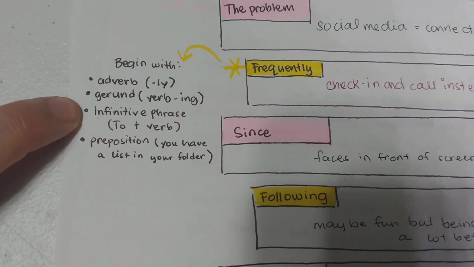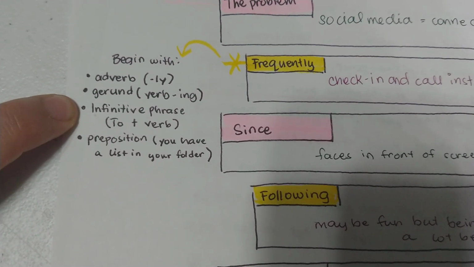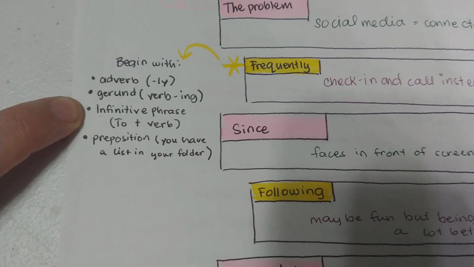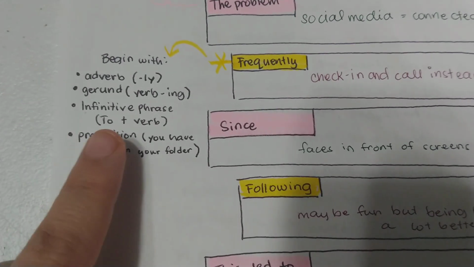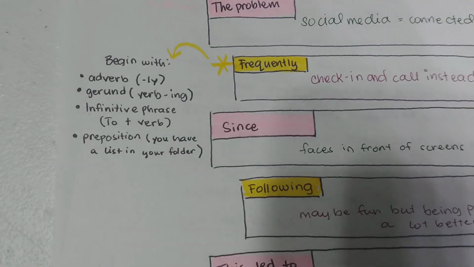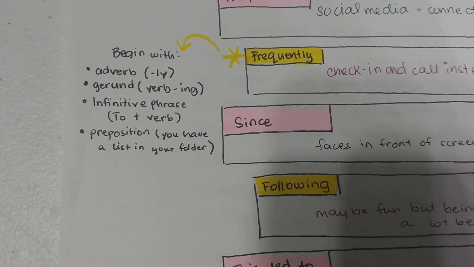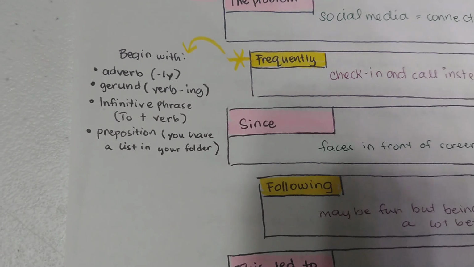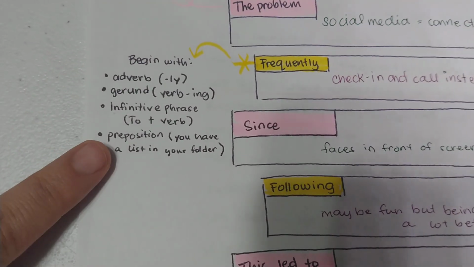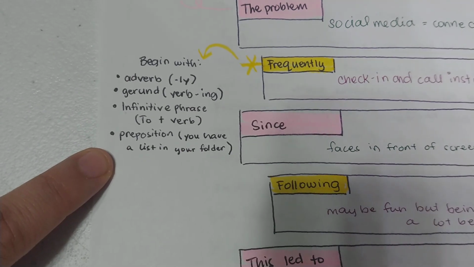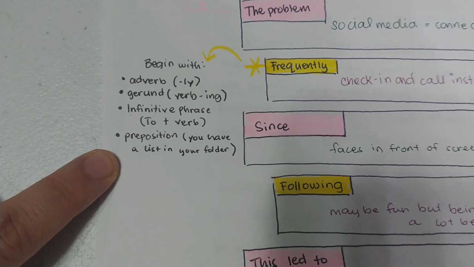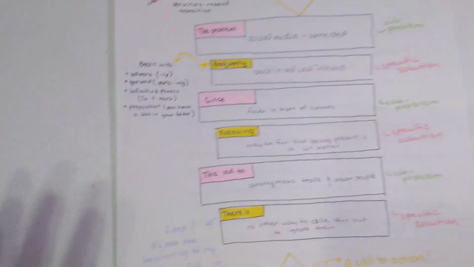We have a gerund, which is a verb ending in ing, like packing, camping, okay? Infinitive phrases, which is to plus a verb. Make sure it's the present tense, like to prepare, okay, or to pack. And then we have prepositions, which you also have a list of in your folder. Please don't forget.